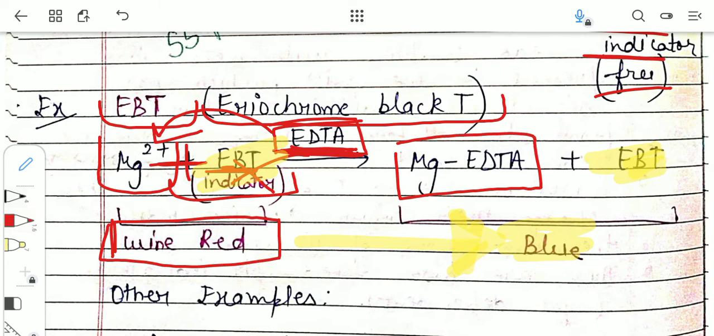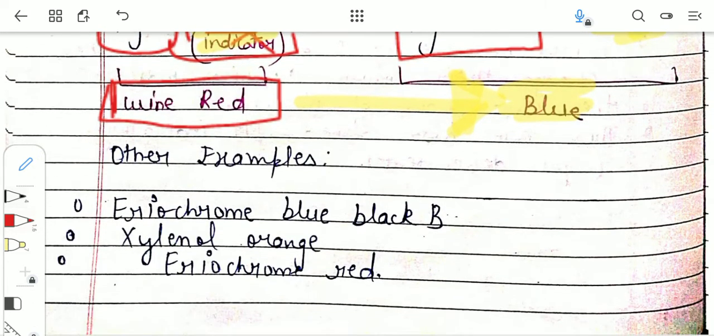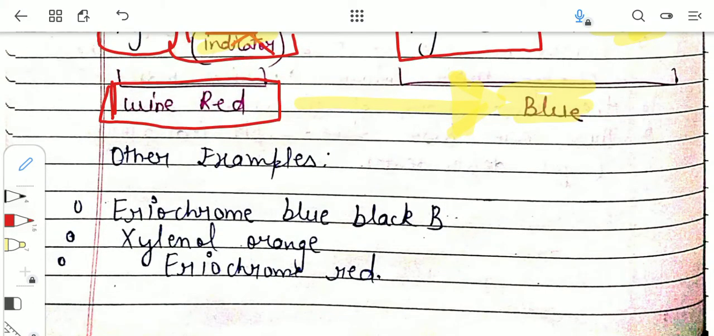Now there are some other examples of metal ion indicators which are commonly used in complexometric titrations. These are Eriochrome Blue Black B, xylenol orange, and Eriochrome Red. These are a few other examples of metal ion indicators.